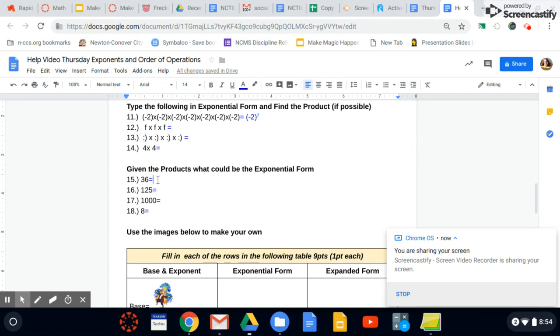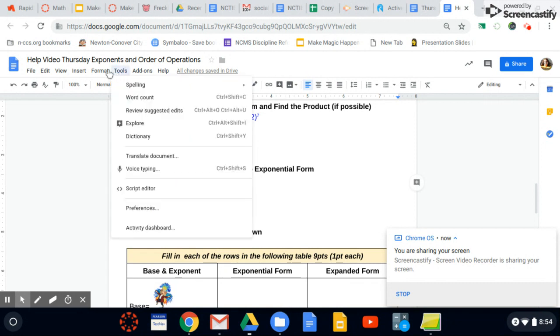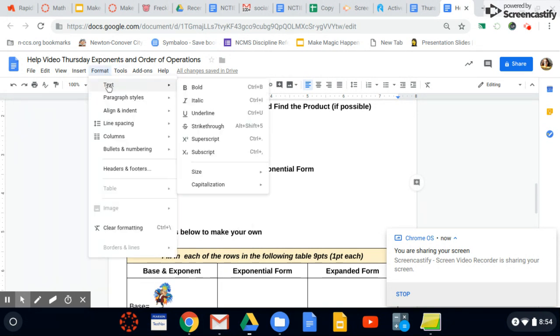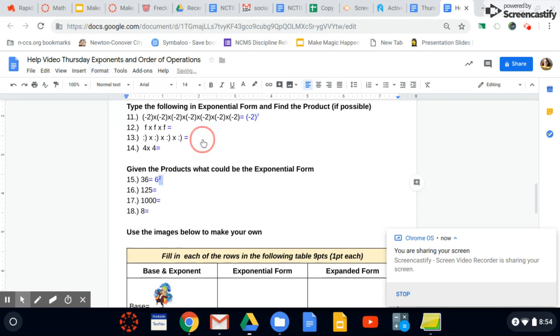So if I have 36 and I wanted to figure out what could be the exponent, well, what two numbers that have to be the same number can be multiplied together to give me 36? So 6. And I know that 6 times 6 is 36. So this is 6 squared. So I'm going to type a 2. And I'm going to highlight it because I need it to be an exponent. So I go Format, Text, and Superscript.